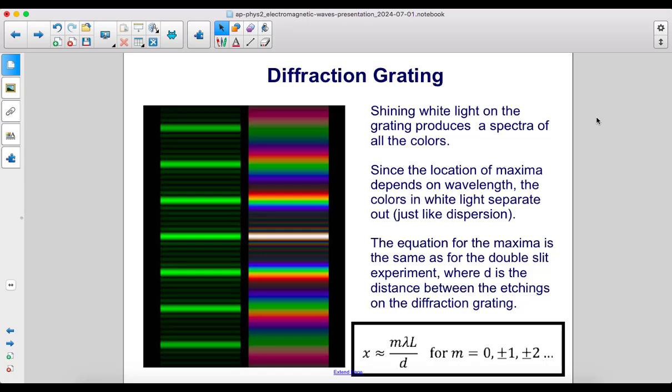Shining white light on the grating produces a spectra of all the colors. Since the location of maxima depends on wavelength, the colors in white light separate out, just like dispersion. The equation for the maxima is the same as for the double-slit experiment, where d is the distance between the etchings on the diffraction grating.